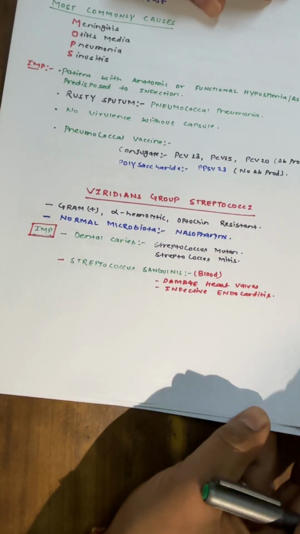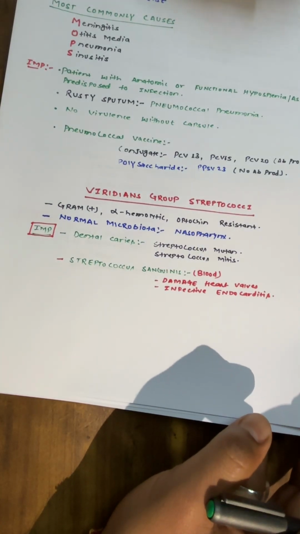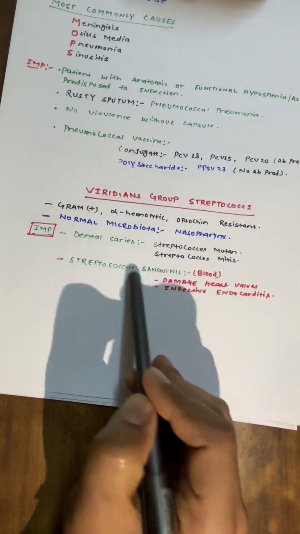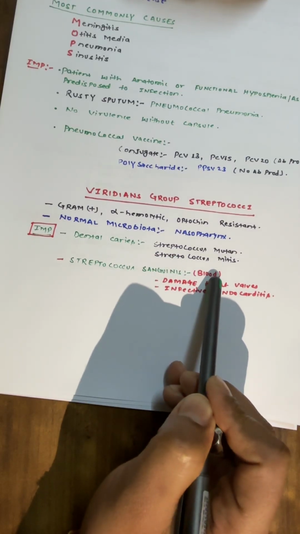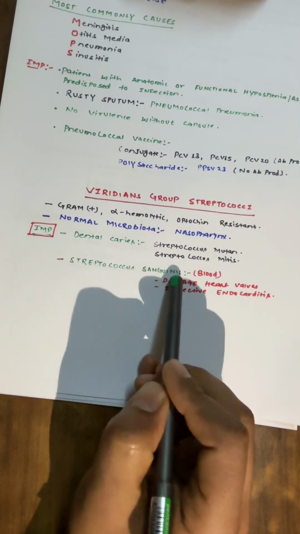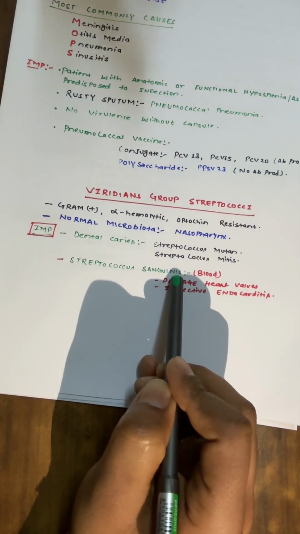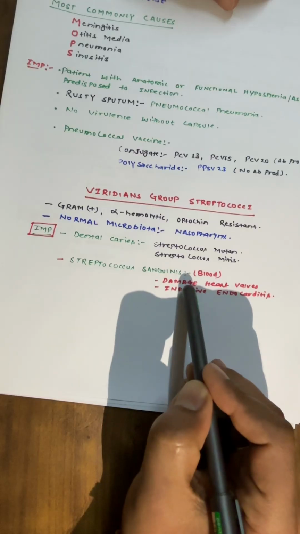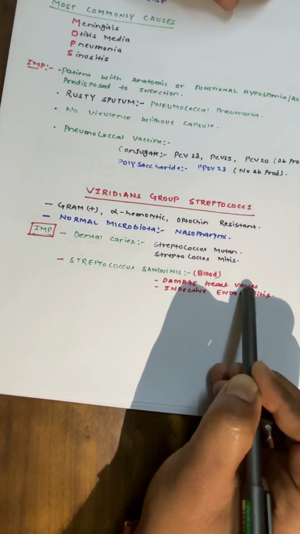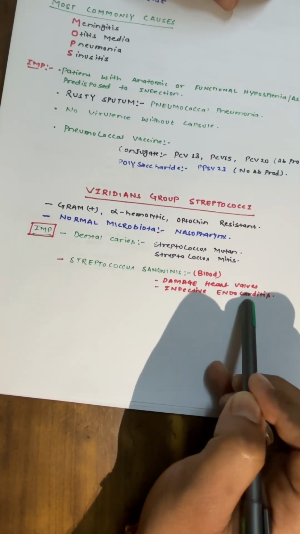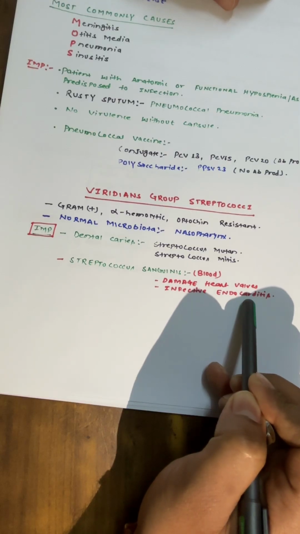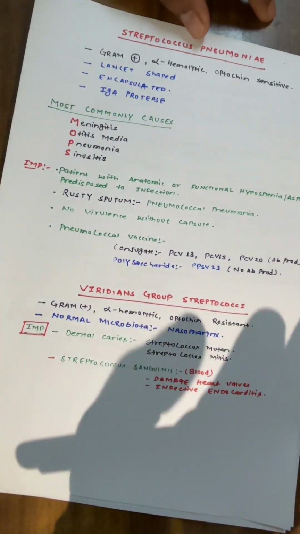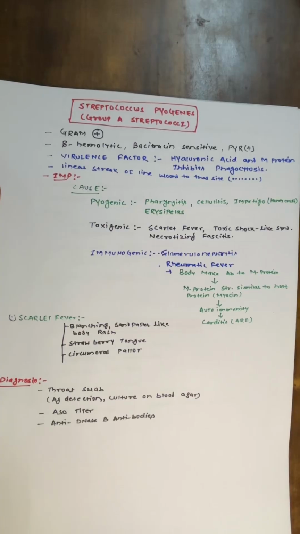Now the third member of this group is Streptococcus sanguinis. Whenever you see the word sanguinis, always remember blood. Streptococcus sanguinis is particularly dangerous if it enters the blood. If it enters damaged heart valves, then it causes problems, and sometimes it causes subacute infective endocarditis. So this is all about Streptococcus pneumoniae and the Viridans group of Streptococci.